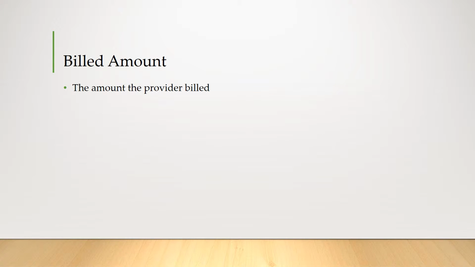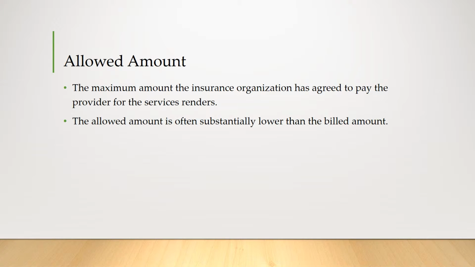There are many different fields in the APCD that record the various amounts paid to providers. The billed amount field records the actual amount that the provider requested for the services. The allowed amount is the maximum amount that the insurance organization has agreed to pay the provider for those services. The allowed amount is often substantially lower than the billed amount. The allowed amount represents the total amount that the provider will actually receive for the claim.